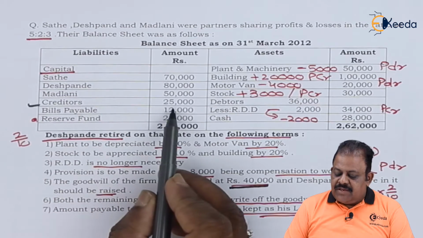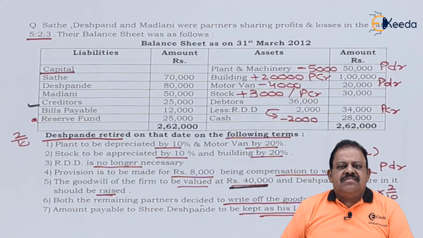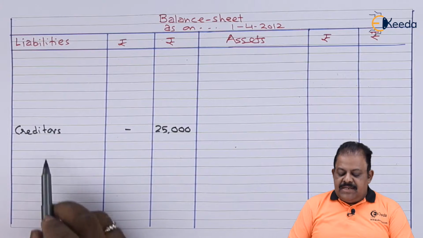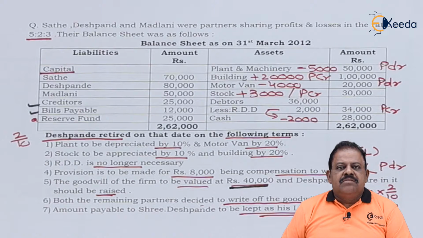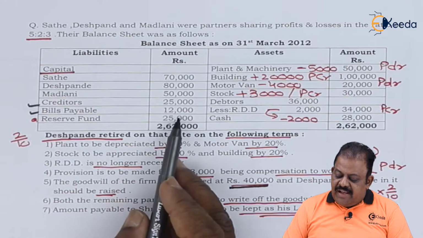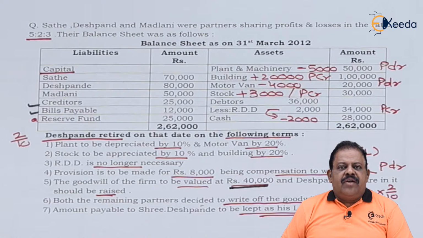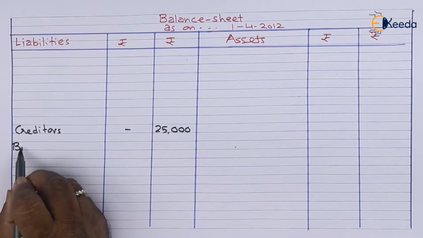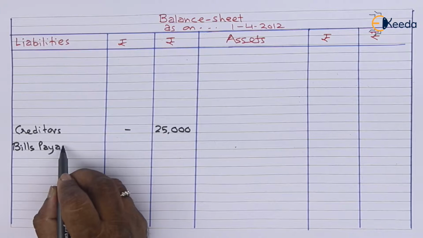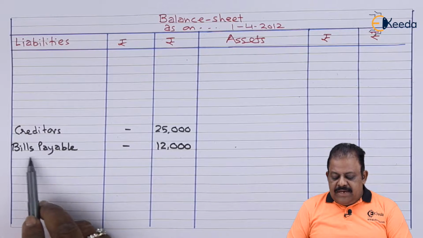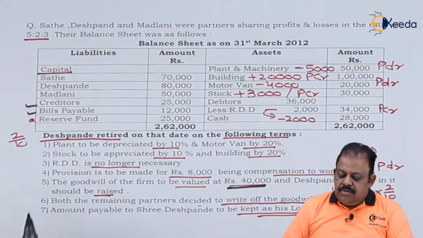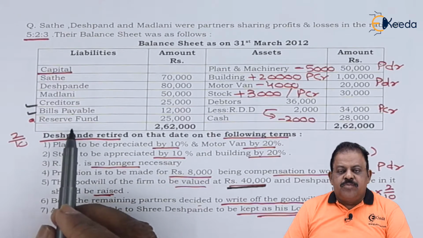Here we have the item creditors 25,000. There is no change, no revaluation of this item. This will be directly recorded on the liability side of the new balance sheet. Liability side, creditors 25,000. Bills payable 12,000. There is no revaluation of bills payable. This will be recorded on the liability side as it is. Liability side, bills payable 12,000. Reserve fund we have already distributed.